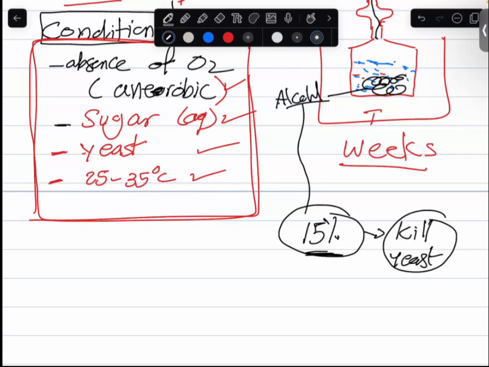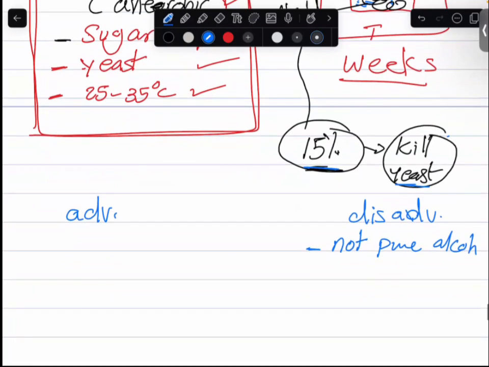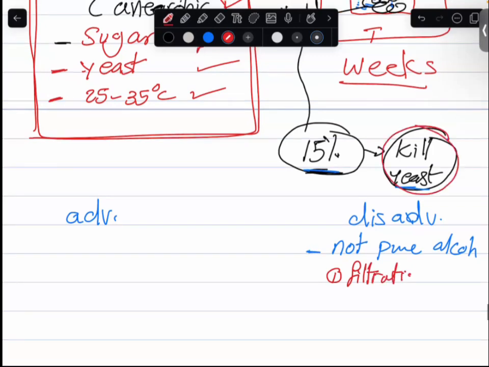But this means that this method has advantages and it has disadvantages. One of the disadvantages is that the alcohol produced is not pure alcohol. Why? Because only 15% is alcohol and the rest stays sugar, and we have killed yeast, so we have a lot of impurities with alcohol. To prepare pure alcohol, number one, I have to make filtration to remove yeast. I have yeast killed in the container, so I have to make filtration to remove the yeast.